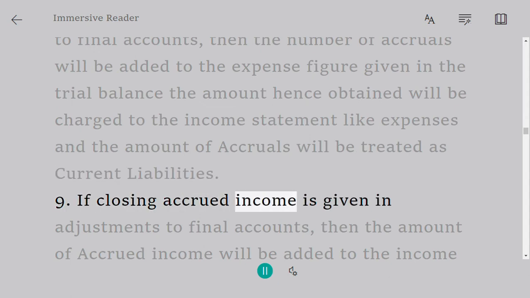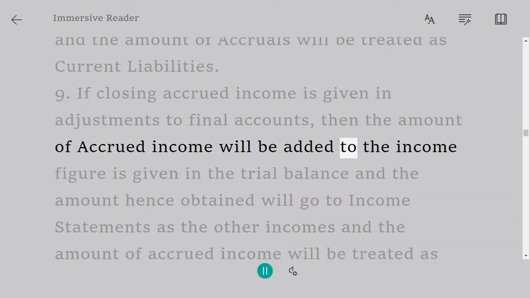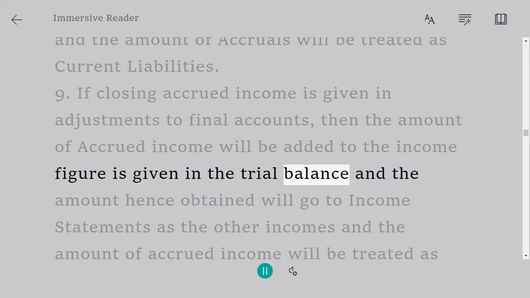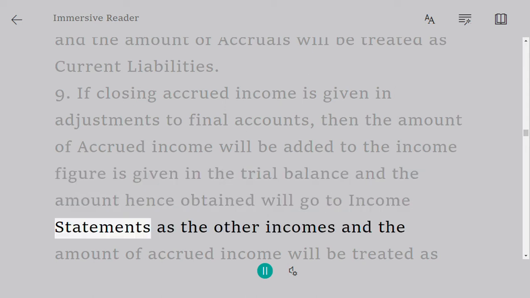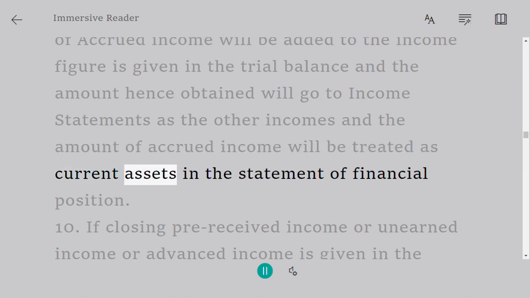9. If closing accrued income is given in adjustments to final accounts, then the amount of accrued income will be added to the income figure given in the trial balance, and the amount hence obtained will go to the income statement as other incomes, and the amount of accrued income will be treated as current assets in the statement of financial position.